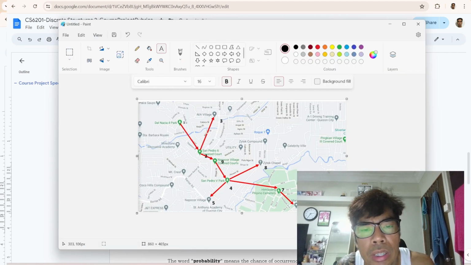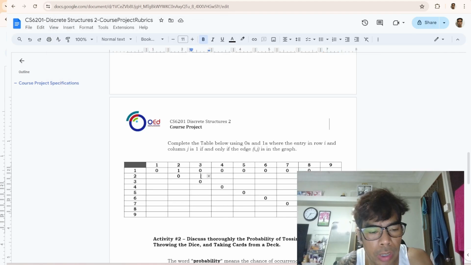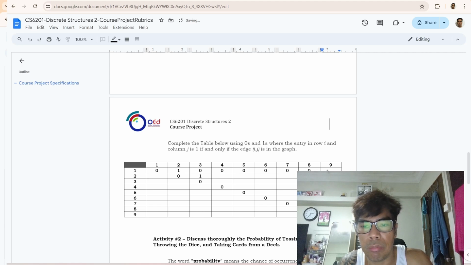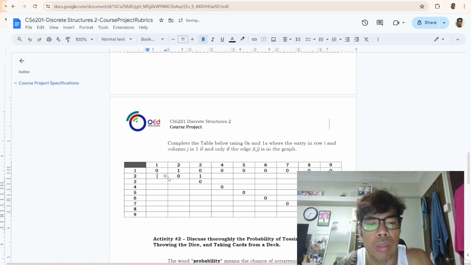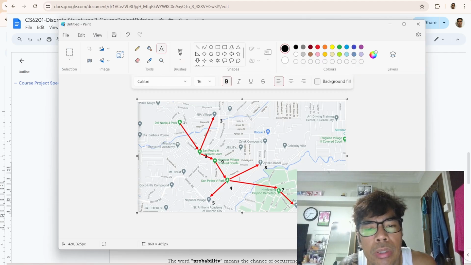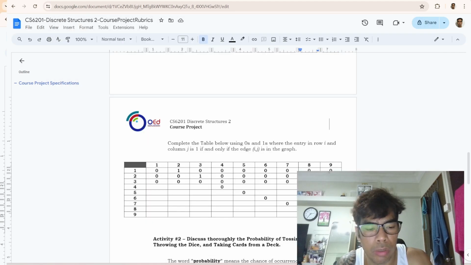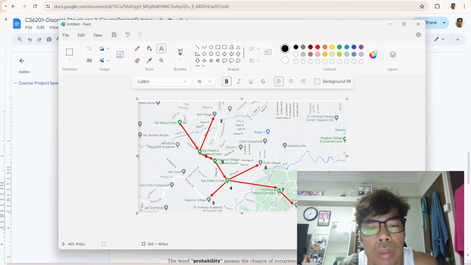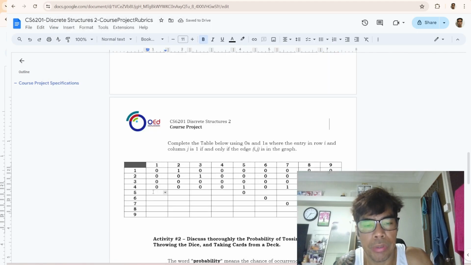Then 2 to 3 and 2 to 9. Everything else will be 0. And 3, nothing. Then 4 to 8, 4 to 7, 4 to 5. Then 5, nothing. It points to nothing.